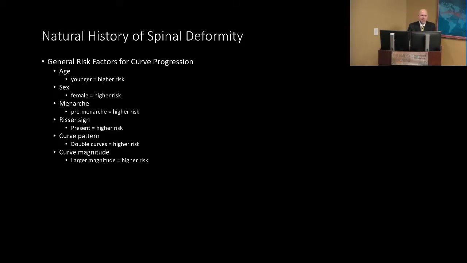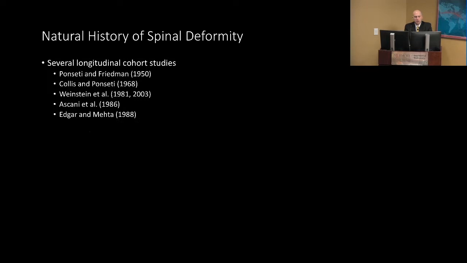So risk factors for curve progression. Age: the younger you are, the higher risk you have. That sort of makes sense, right? You have more years for your curve to progress than someone who's older. Females are at higher risk for curve progression. Those females who are pre-menarche have a higher risk. If you have a present Risser sign, which again essentially just correlates to skeletal maturity, you have a higher risk. A curve pattern: double curves have a higher risk than a single curve. And the larger the curve, the higher risk for progression.